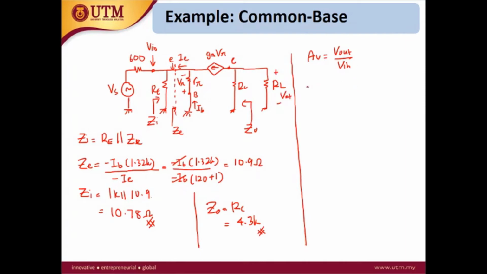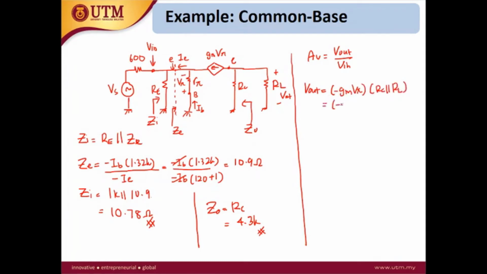Okay, so the equation for V out is equal to the voltage drop at the combination of RL and RC. So we use Ohm's law. The current across the combination of RC and RL is negative gm V pi, so negative gm V pi times RC parallel with RL.